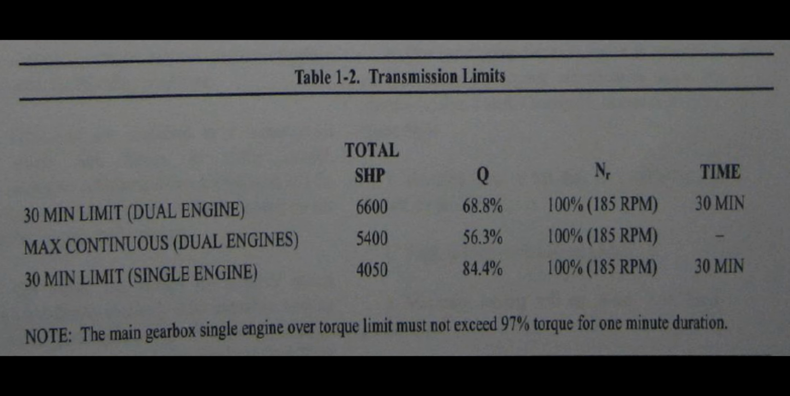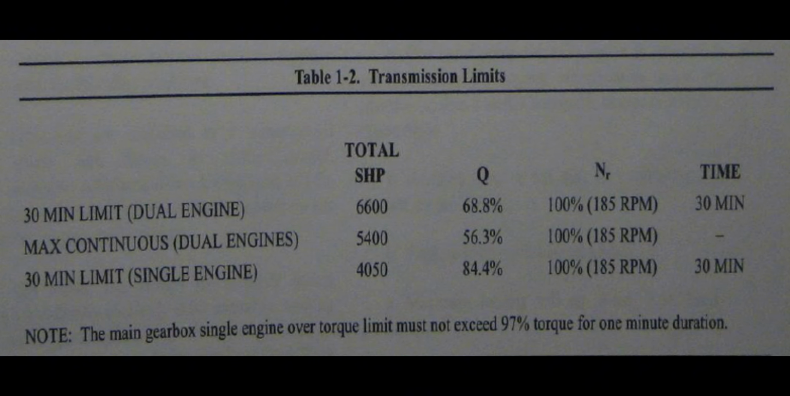Refer to Table 1-2 in the flight manual. The basic limits are: 30-minute limit dual engine torque 68.8%, continuous limit dual engine torque 56.3%, 30-minute limit single engine torque 84.4%. Single engine torque may go to 97% for up to 1 minute.